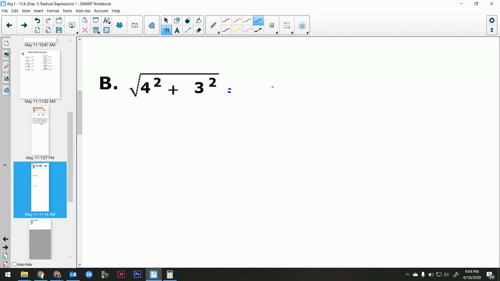Okay, let's see what we got here. Well, 4 squared plus 3 squared. Well, that's 16 plus 9. Oh, okay. The square root of 25. What is the square root of 25? 5. And that's my answer.